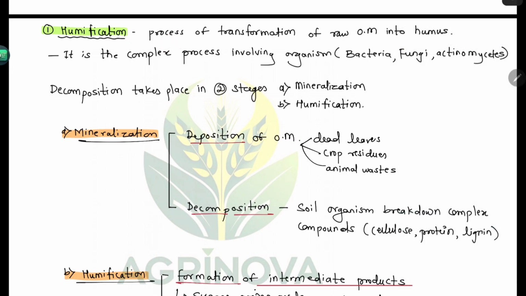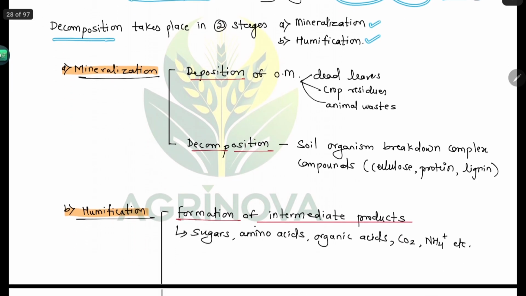So what do you mean by humification? It is the process of transformation of raw organic matter into humus. Basically the raw organic matter gets transformed into humus. It is a very complex process involving bacteria, fungi and actinomycetes. The decomposition of organic matter takes place in two stages, that is mineralization and humification. First, mineralization, that is the deposition of organic matter in the form of dead leaves, crop residues, animal waste, or we can say the litter.